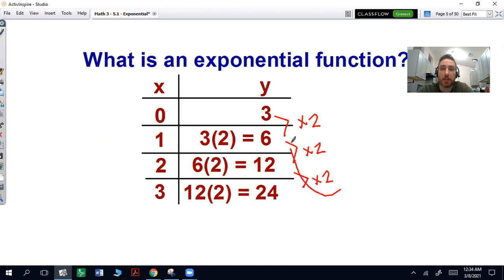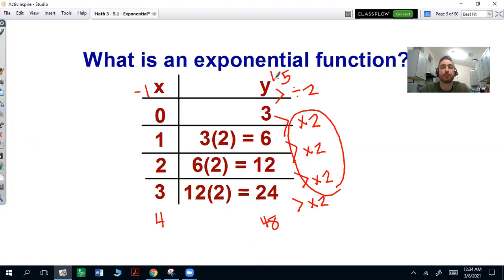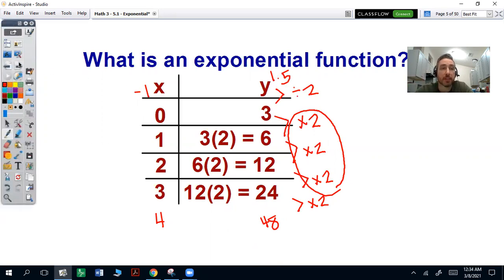But the key thing is that same number is being multiplied to get to the next number. So you could figure out the fourth one by just taking that 24 and multiplying it by 2. So that'd be 48. And you could go backwards. You could say -1. Instead of multiplying by 2, you could say divide by 2, because that's working the other way. So that'd be 1.5. So that's the idea. Constant multiply to get to the next part.